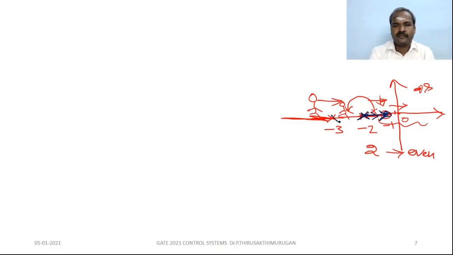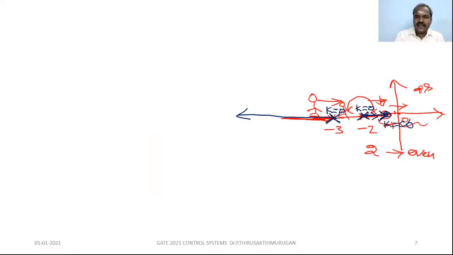Between these points, one branch starts from this pole and terminates at infinity. We don't know where it terminates. When it starts here, k equal to 0. Here also it starts at k equal to 0, whereas at this point k equal to infinity. Understand? So this is the method of locating the root locus RLD branches.